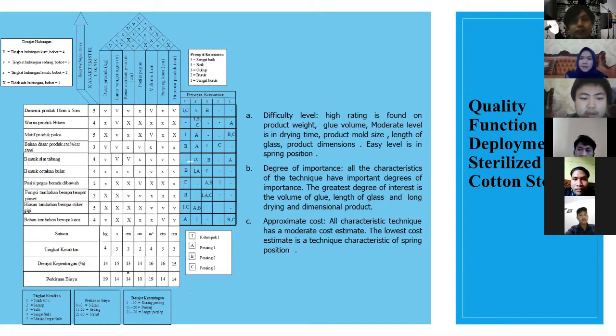And the degree of importance: all the technical characteristics have important degrees of importance. The greatest degree of importance is the volume of glue, length of glass, drying time, and product dimensions. Approximate cost: all the technical characteristics have a moderate cost estimate. The lowest cost estimate is the spring position characteristic.